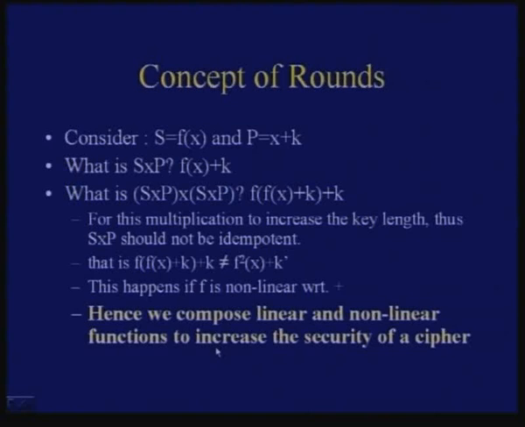In order to increase the security of a cipher, what we have seen till now are only linear components, linear transformations. We essentially found multiplication with a matrix, which is a linear operator, and addition with a key, which is also a linear function. So all these are linear transformations. So nicely from Shannon's theory we can arrive at the fact that we require a composition of linear functions as well as non-linear functions.